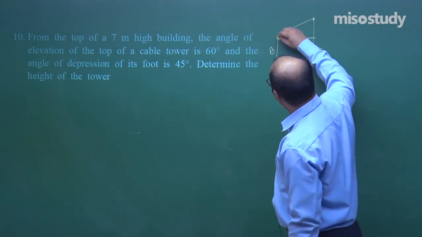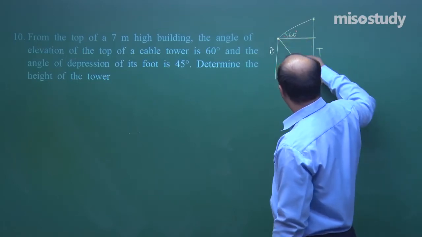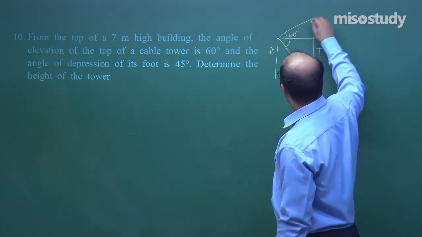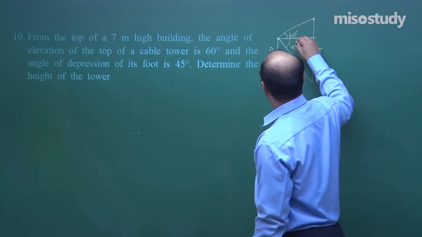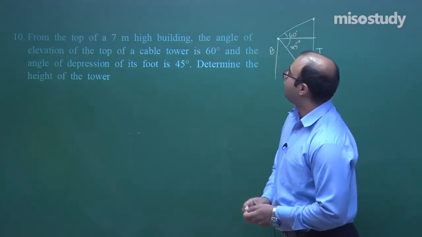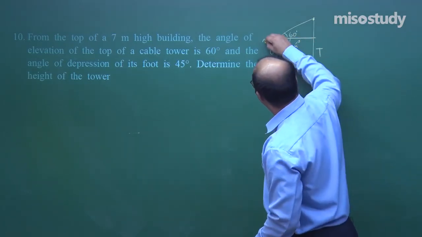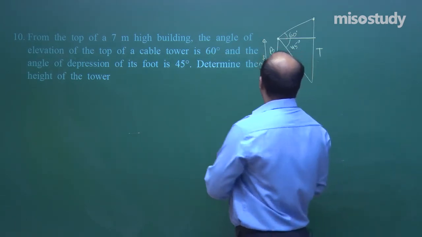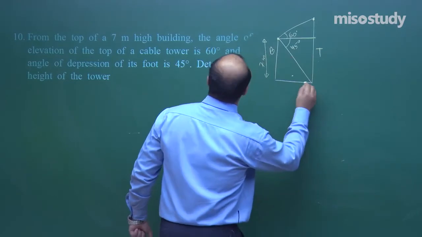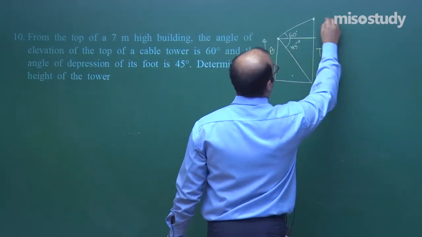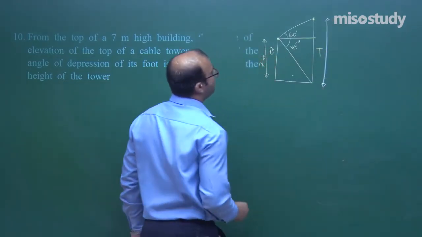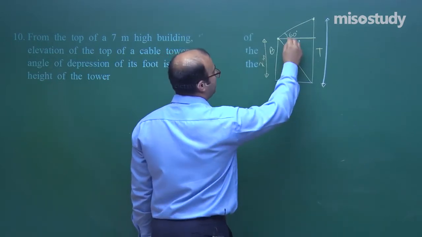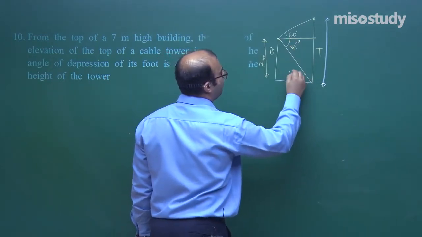From the same point on the top of the building, the angle of depression of the foot of the tower is 45 degree. Determine the height of the tower. And one more thing is given, this height of the building is given as 7 meter. So we have to find the height of the tower, this height. Okay, students? So what we take, since this angle is 45, this is also 45.